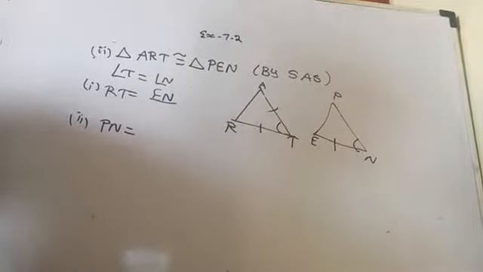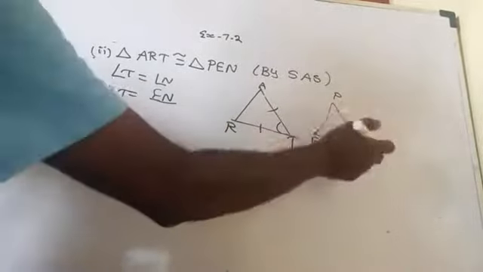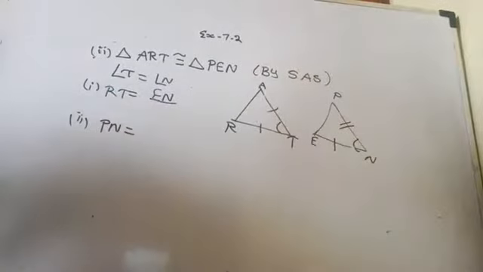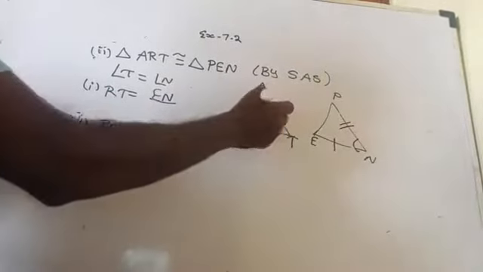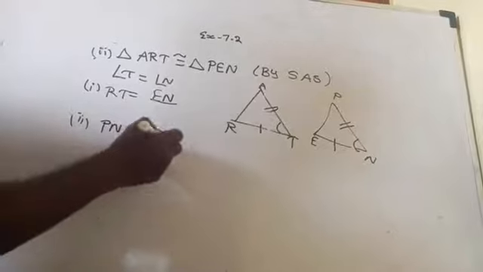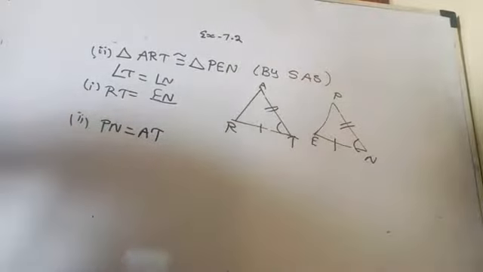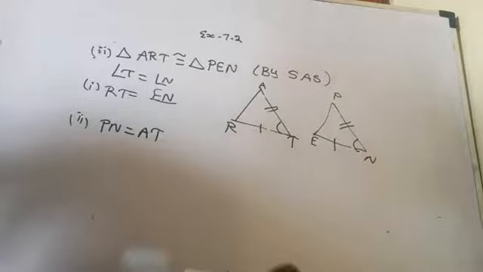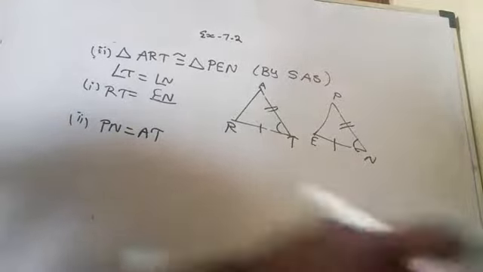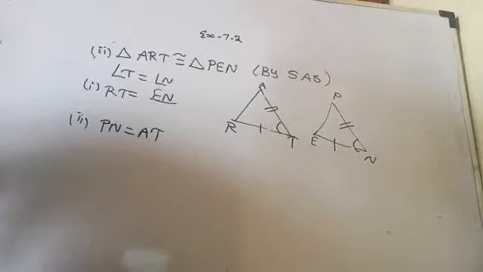Are you getting it? Then another one, PN. This side PN is equal to the side AT. Then by the SAS congruence rule, you can say that these two triangles are what? Congruent. These two triangles are congruent, we can say. Are you getting there? Yes. And then again, the triangles are the same, ART and PEN only, and they said these two triangles are congruent.